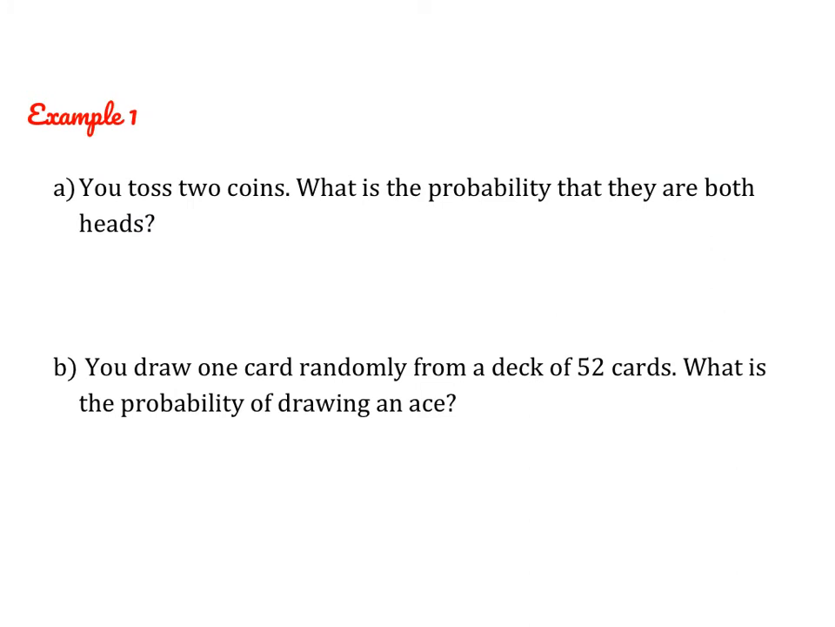So let's try these first two problems. Remember, we're going to do favorable outcomes over total number of outcomes. So you toss 2 coins. What is the probability that they are both heads? So let's list out what could possibly happen if you flip 2 coins. You could flip a head then a head, a head then a tails, a tails then a head, or a tails then a tails. So looking at this, the probability of flipping a head then a head, well, there's only one favorable outcome. So our numerator is a 1. But I can see here that there are 4 possible outcomes. So the probability is 1 over 4.